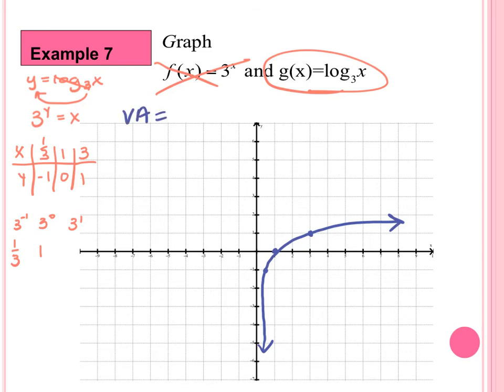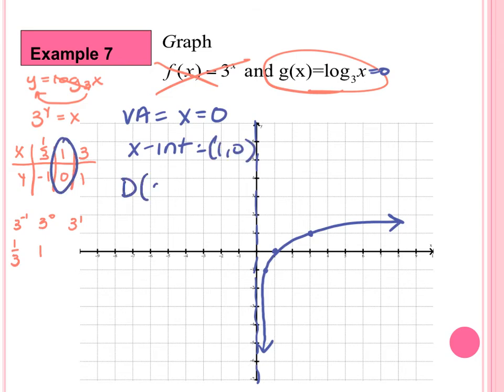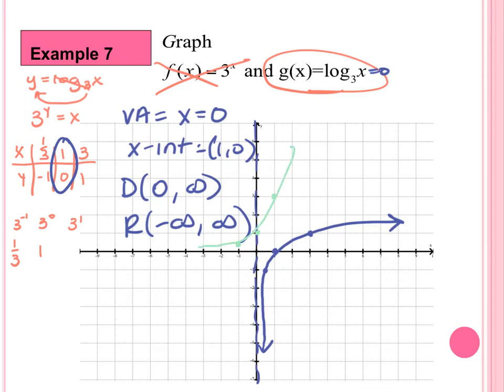Vertical asymptote would be if I set this equal to 0, so x equals 0. X-intercept is where my y is 0, 1, 0. Domain, 0 to positive infinity, from my asymptote to the right, because that's where my graph is pointing. Range, all real numbers. If I had graphed the other function, it would have been the exact reverse of the x and y points. But you're not going to put them both on the same graph for the quiz, so you might as well get used to doing them by themselves.